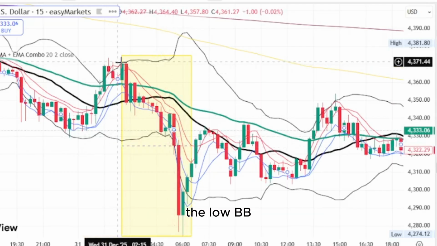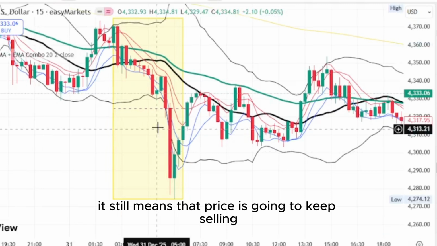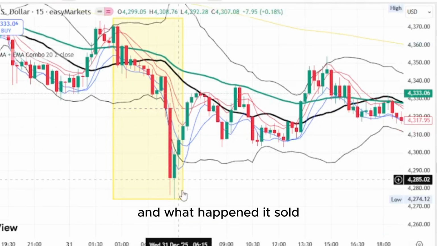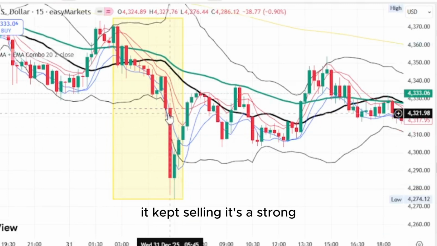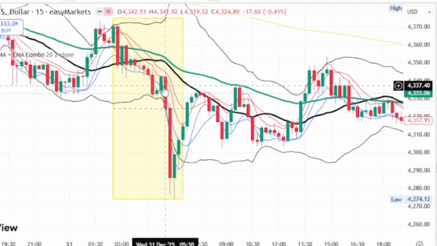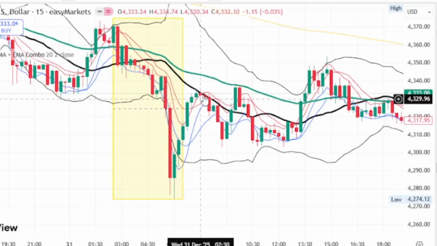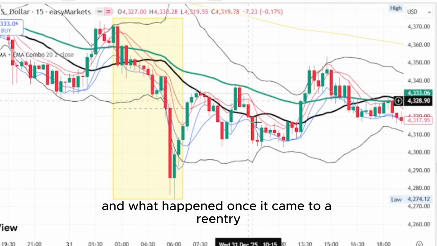So once you see this kind of thing happening, it still means that price is going to keep selling. And what happened? It sold. It kept selling. It is a strong indication that once you see this kind of movement, price is still going to continue in that direction. And once it came to a re-entry, it sold again. It came to another re-entry, it sold again.